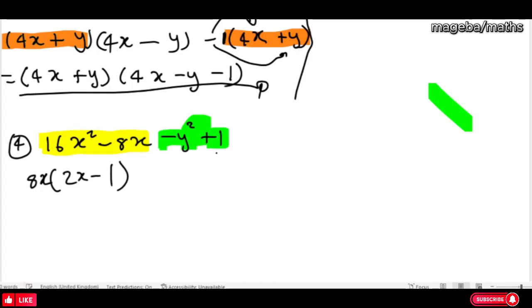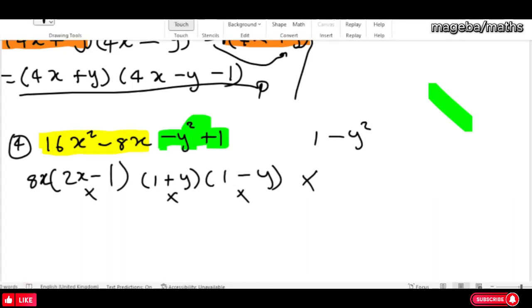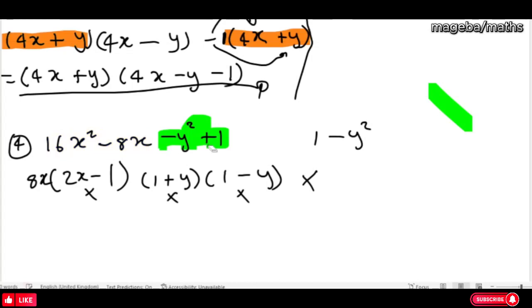And then from here, if I can write this as 1 minus y squared, you can say this is a difference of two squares, and then I can say this is 1 plus y times 1 minus y. But now remember, there's nothing from this that is the same as this. So this trial and error, this one, it's really not working. So I need to find something new again. This one is not working, this one is not working.